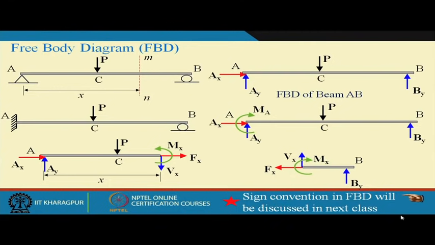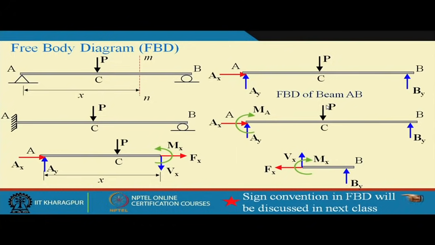One thing is highlighted here: the sign convention in free body diagram will be discussed in the next class. You may ask why in the other cases we have given force in the upward direction and moment like this, but when we draw the free body diagram of this part, we use the horizontal force in this direction, the vertical force in the other direction, and the moment in the other direction. What sign convention we use here will be discussed in the next class when we talk about beams. But here the point we want to make is the concept of free body diagram.